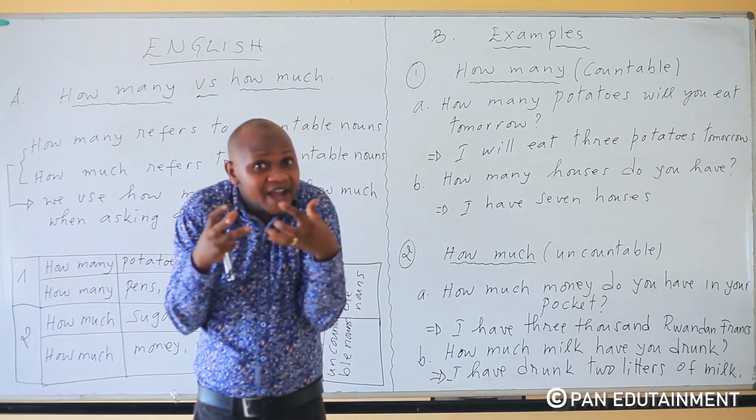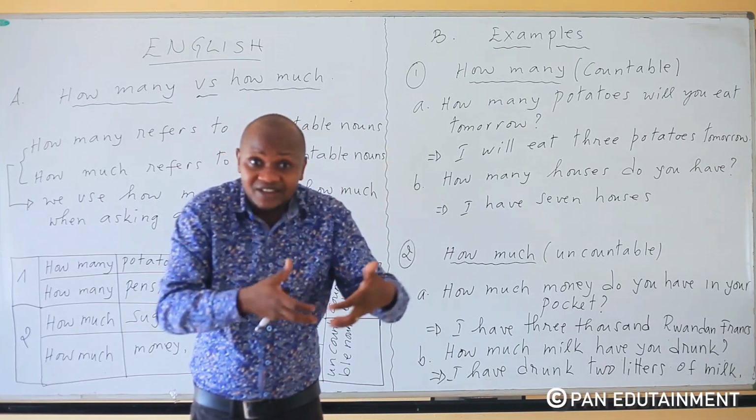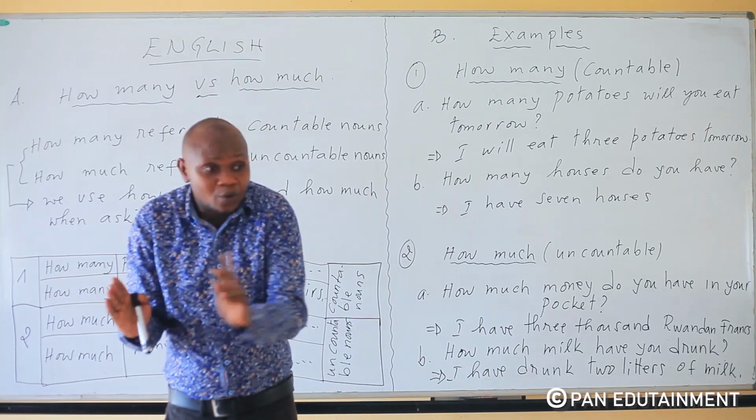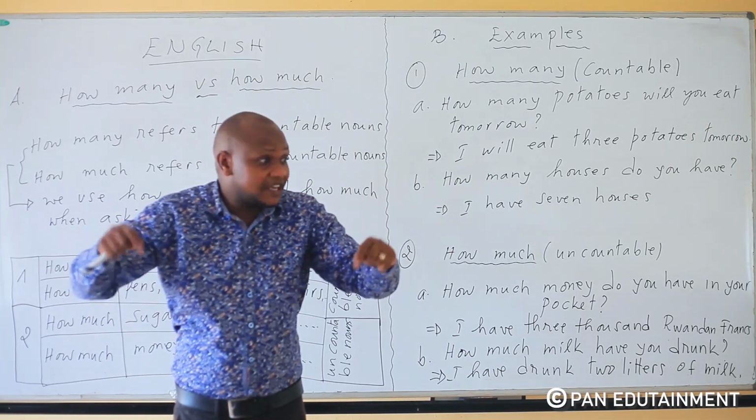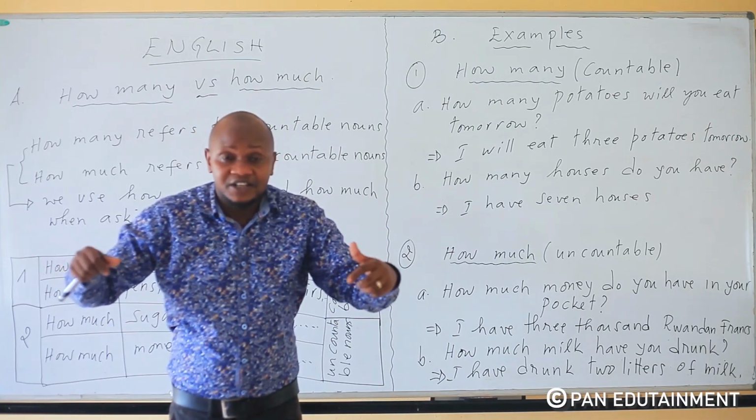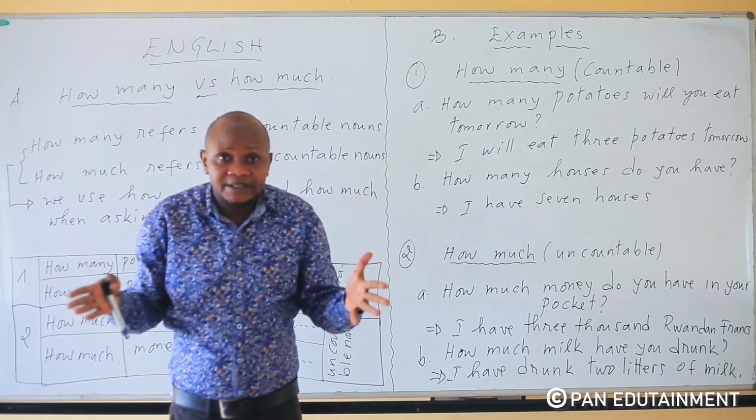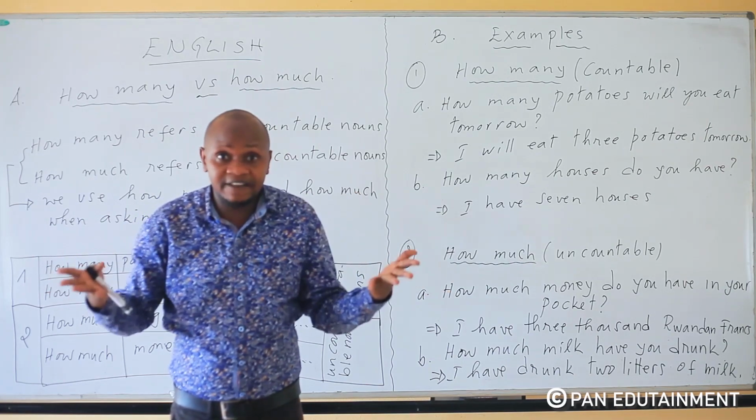We don't use how much. We will use how many here. How many chairs? I can count. I may count the chairs that I have. It may be in my dining room or in my living room.